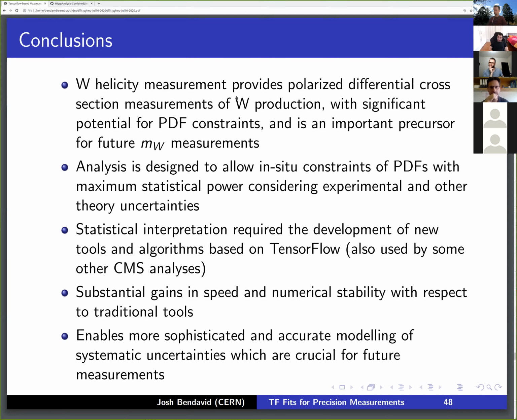And the statistical interpretation required the development of new tools and algorithms based on TensorFlow. They're also used by some other CMS analyses up till now. But the main focus was on solving this very specific problem of very large bin maximum likelihood fits with a lot of different statistical interpretations needed. And clearly for this, there are substantial gains in speed and numerical stability with respect to the traditional tools. And the main point, as I said, is that this enables more sophisticated and accurate modeling of the systematic uncertainties, which are crucial for future measurements.